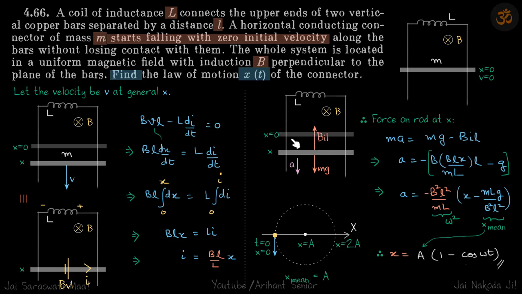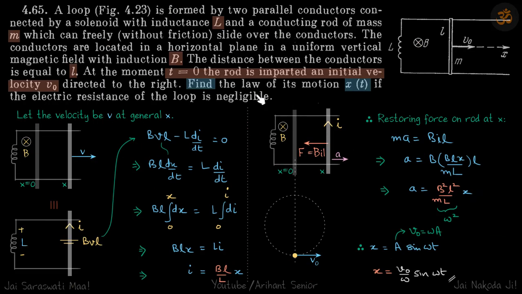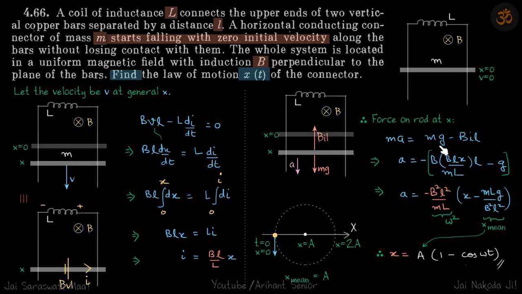So in the previous problem, let me just show quickly. Here I used the term restoring force because initially the rod was given the velocity v naught. So I had taken x equal to 0. So if it has moved to a distance x, the restoring force will be in the opposite direction, and therefore I directly wrote BIL. But here the rod is starting at the extreme, so I should not say restoring force, I should just go for force.